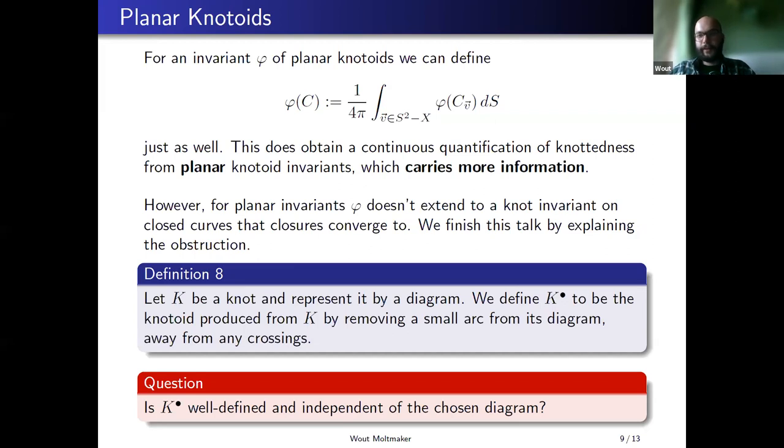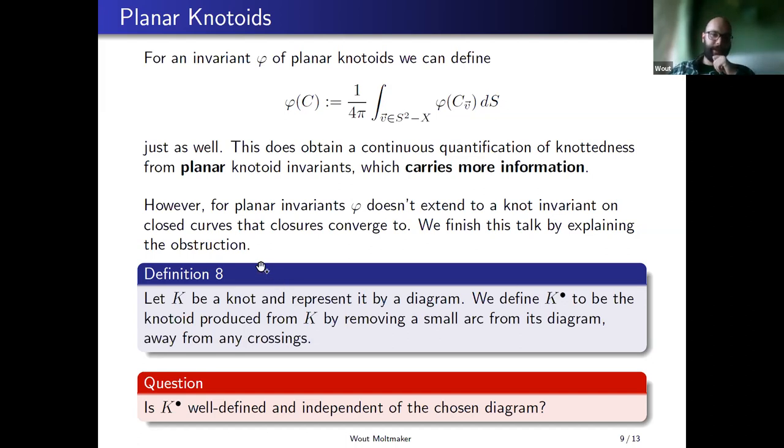And so if we're working with planar invariants, we expect these to be stronger and to carry more information about the open curve. However, the only problem is that this extra information we get doesn't have the character of an ambient isotopy invariant. Precisely in the sense that, so continuity is fine, but the other axioms of a knot measure are not satisfied. So it doesn't extend naturally to a knot invariant that the closure converges to. And so I'll finish by telling you the obstruction to this.